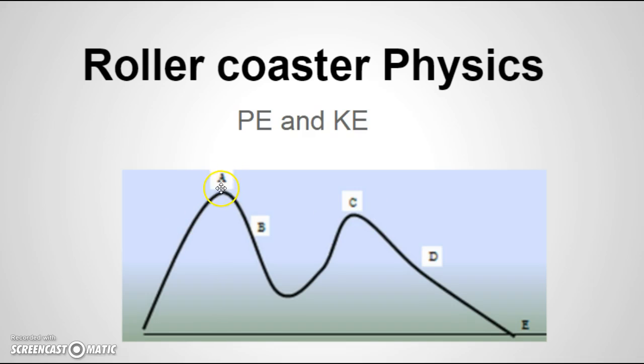It's going to be all PE, and once it starts moving, that PE is going to be transformed into kinetic energy. And as long as we know points or heights off the ground, we can calculate the amount of PE and KE that it has until down here, point E, is going to be all kinetic energy. All of the potential energy at A is eventually going to become all kinetic energy at E.